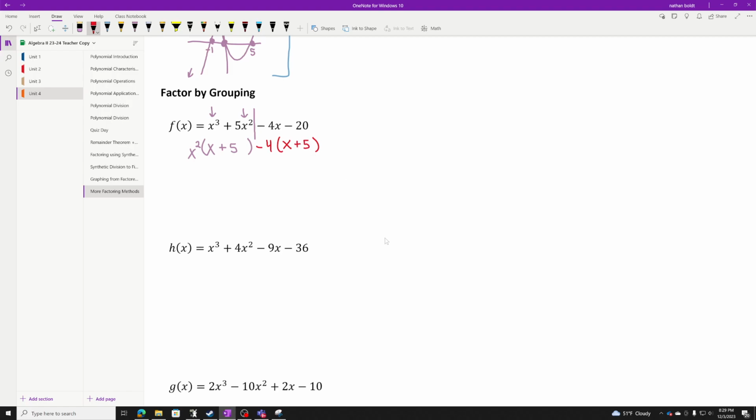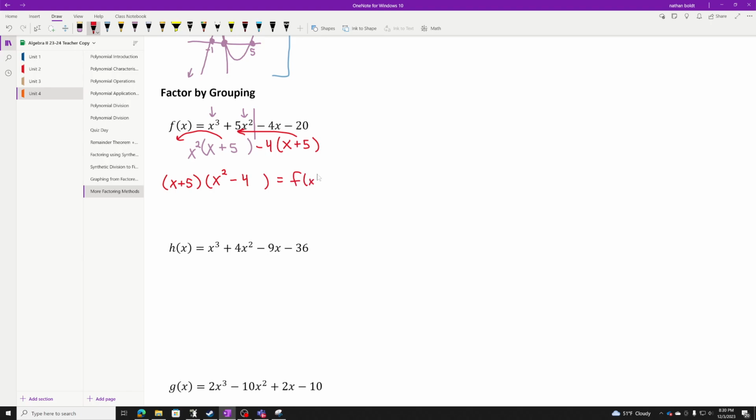And what do you know? The parentheses are the same. And so we can pull out these entire parentheses, just like we used to do in factor by grouping. So x plus 5 comes out to the front. Now what is left over once you pull out the x plus 5? An x squared and a minus 4. And that is all equal to f of x.